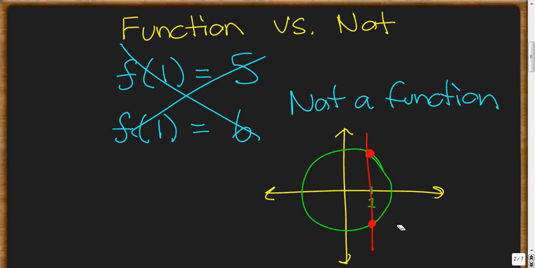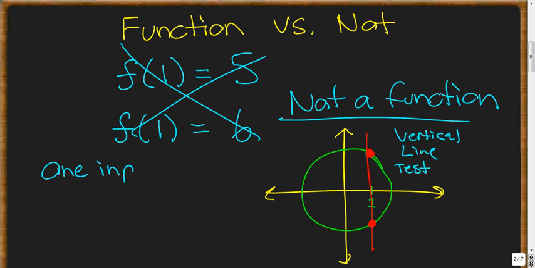You normally hear about this in algebra as the vertical line test. If I can at any point in time draw a vertical line that touches my function twice, we are no longer a function. So that's the definition of a function. One input for one output.